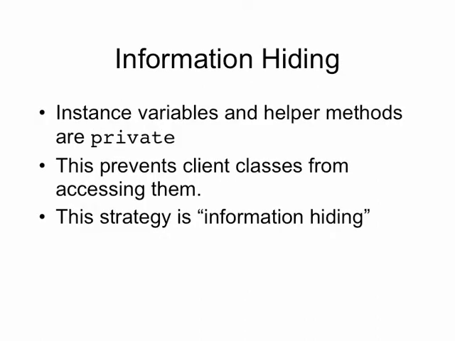Information hiding: declaring instance variables and helper methods as private is the concept of information hiding. It prevents client classes from accessing them. Helper methods are not designed to be used outside the class. And instance variables are not designed to be accessed from outside the class. We need to keep the instance variables private so that we have gatekeepers to make sure that our data doesn't get corrupted. So 99.9% of the time, and I think 100% of the time on the AP exam, make your instance variables private.